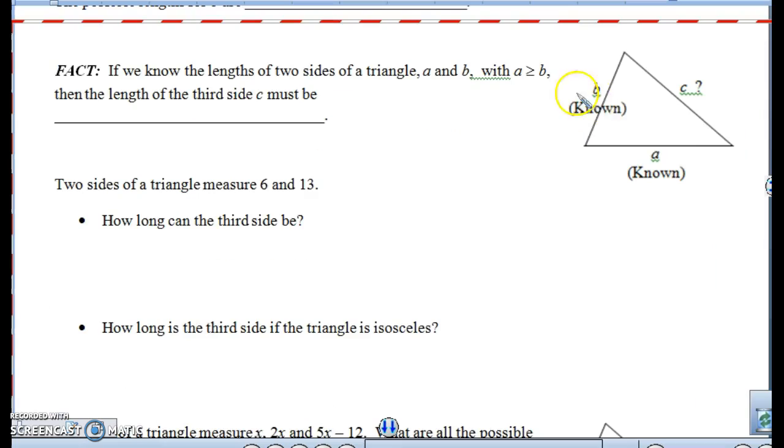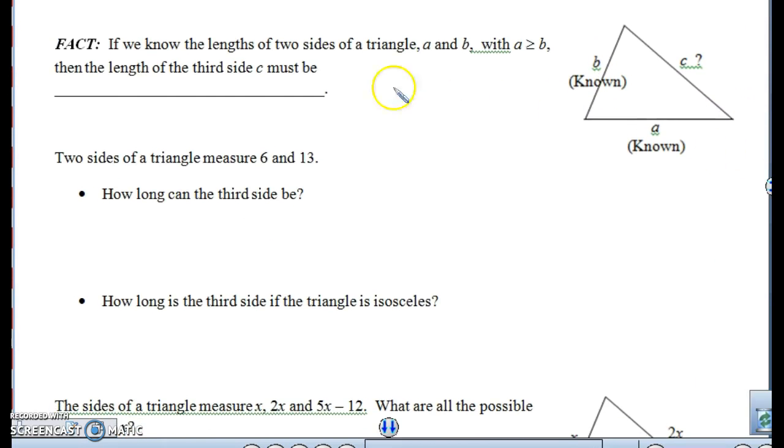Now we can actually derive a formula to figure out the possible lengths of the sides. If we know the length of two sides of a triangle, A and B, where A is greater than or equal to B, then the length of the third side C must be, the formula is, subtract A and B, add A and B, and then C goes in the middle. So C is greater than A minus B, but less than A plus B. If we use this formula, we can figure out the bounds of each side. So it's the difference between the sides we know and the sum of the sides we know, and C will fall between them.